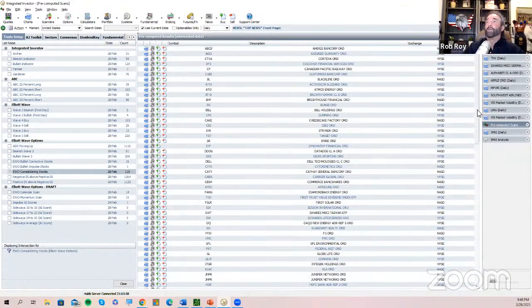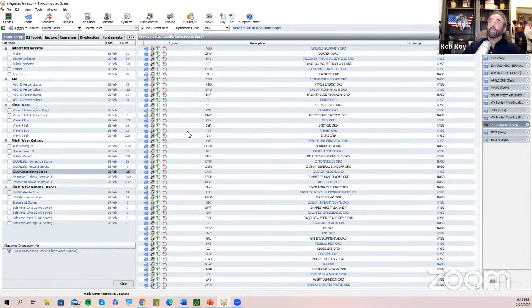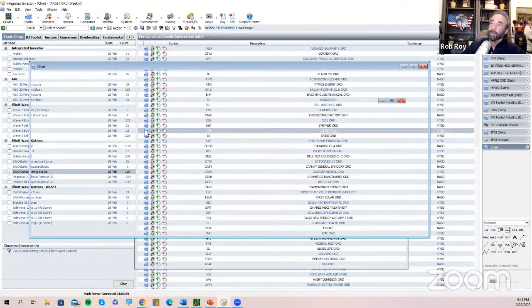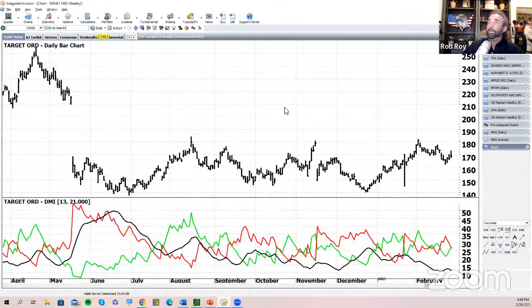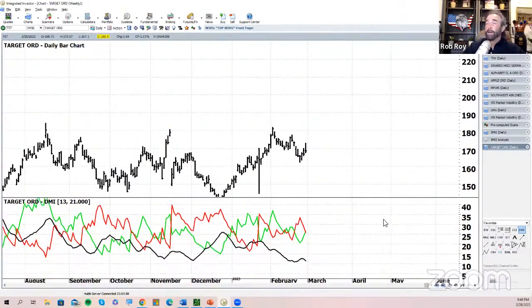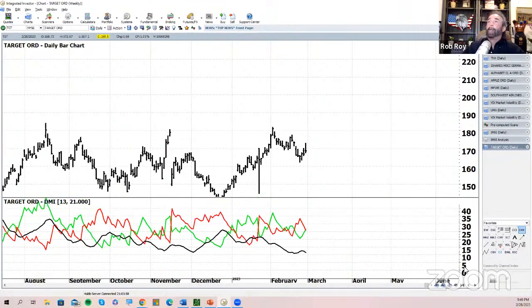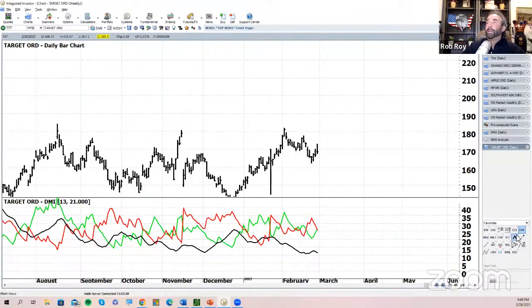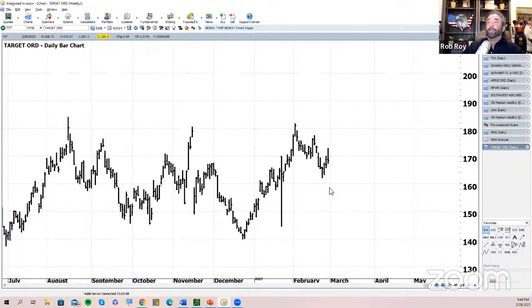Let's see if we can find one that might be worth it. There's good old Target. Let's see what that one looks like. I think this is probably the best area to be. Look how low that ADX is. See, the issue that we have here is it's bouncing around. It does move, but is that enough? It went from 140 to 170, 30 points, you can clearly see that we're more of a trading range.